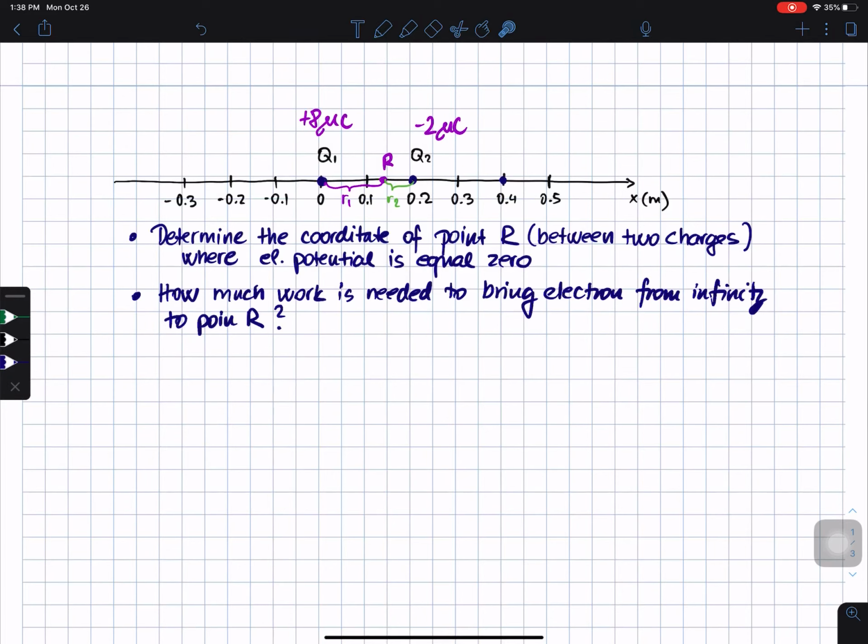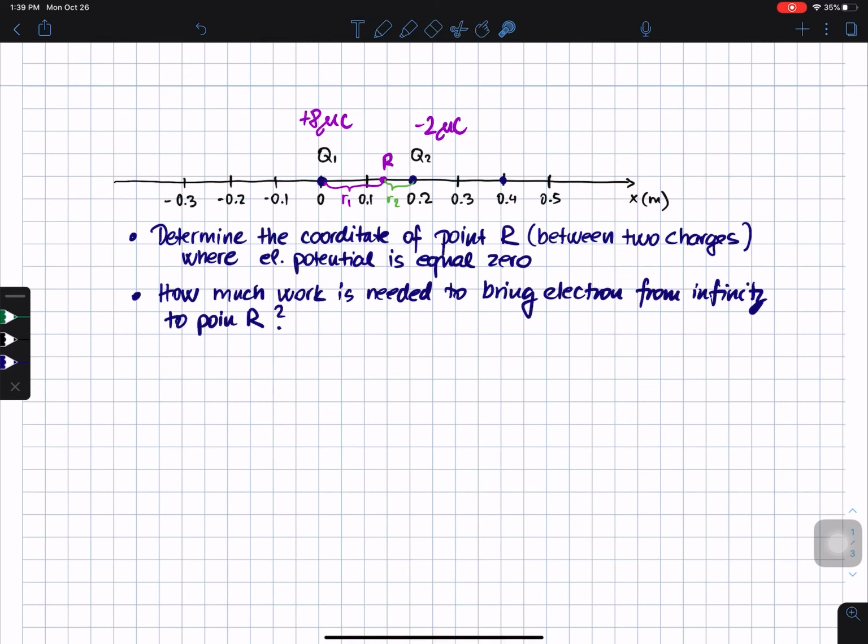Okay, so in the last two questions, we are supposed to determine the coordinate of a point R in between the two charges that is a place with electric potential 0, and then we are supposed to answer how much work is needed to bring the electron from infinity to point R.